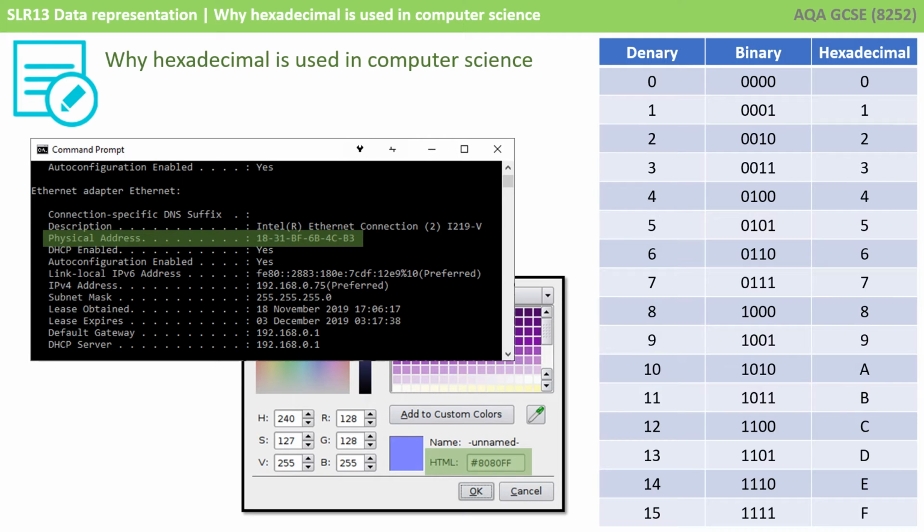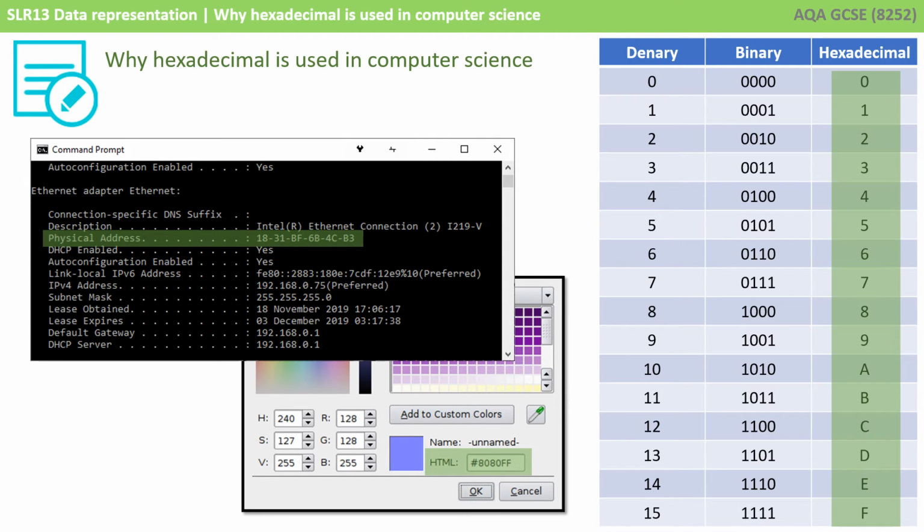So computers don't really use hexadecimal, but because of the close relationship between hexadecimal and a binary nibble, it becomes really useful for representing large binary numbers in a smaller number of digits. And it's used in computer science to represent colours, memory addresses, MAC addresses, and much, much more.